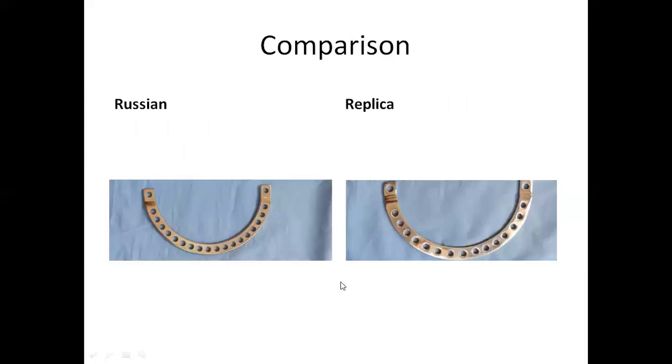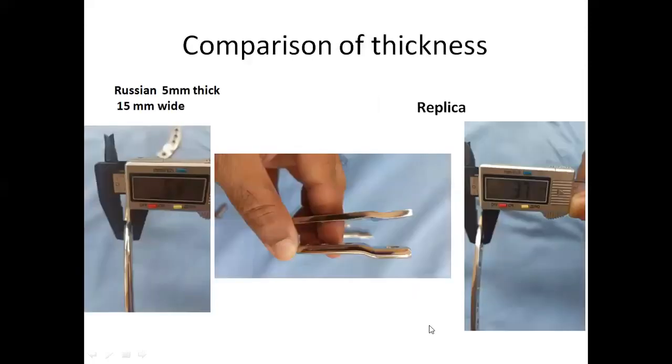And now the comparison: I will compare the Russian ring and the local replica. The Russian ring is so evenly drilled that every hole has an equal distance, but the locally made one, made of sheet, is uneven and does not have this type of specificity. So I have a digital vernier caliper. Through this, I want to measure the different components of the Ilizarov ring in comparison to the Russian one and our local one. The local one is less thick. It is 3.7 or 4 millimeters thick, but all the Russian rings are 5 millimeters thick.